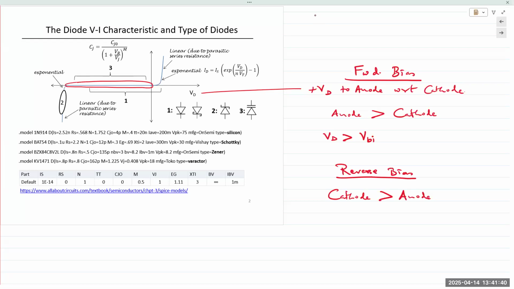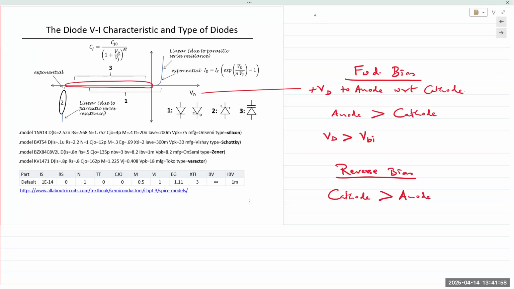Okay, and it remains constant for every particular temperature. It depends on, of course, the dimensions of the physical geometry of the diode, the physical structure, as well as the dopant impurity atoms that are introduced into the material.